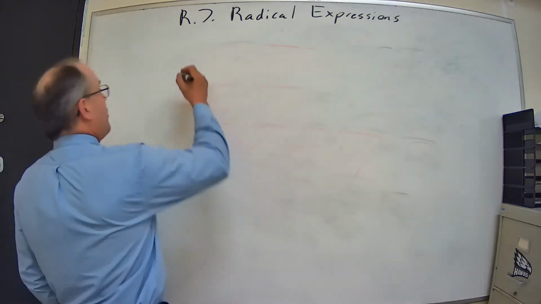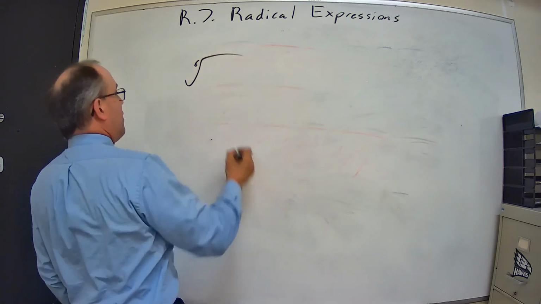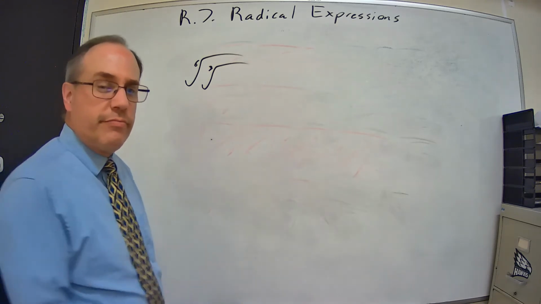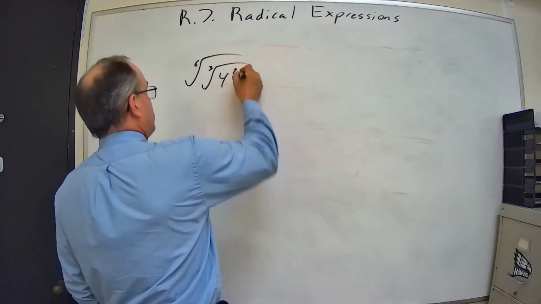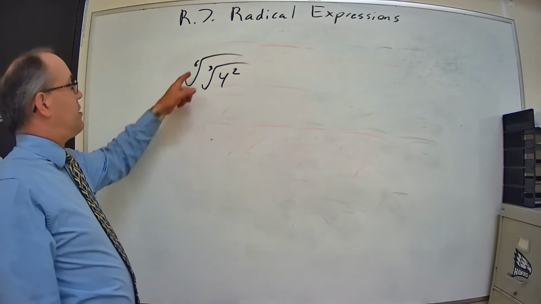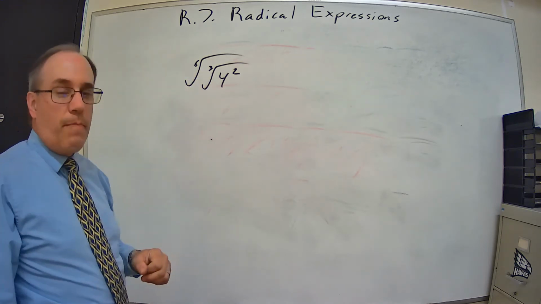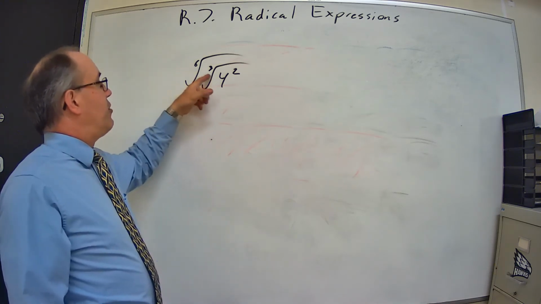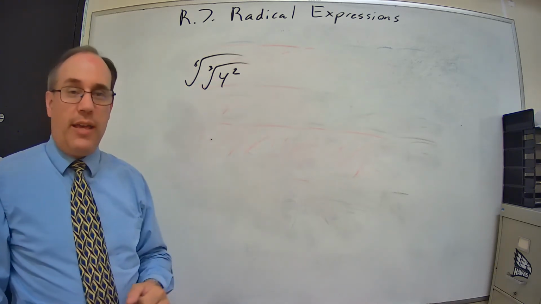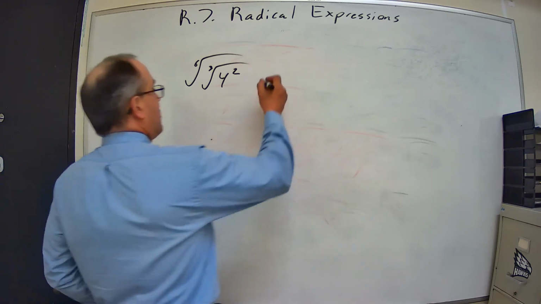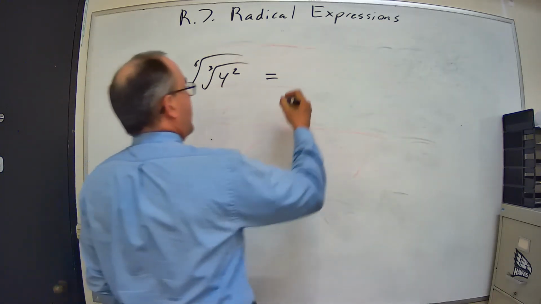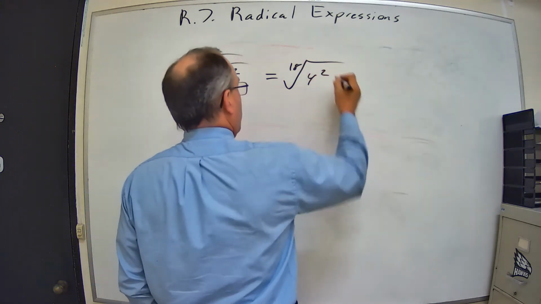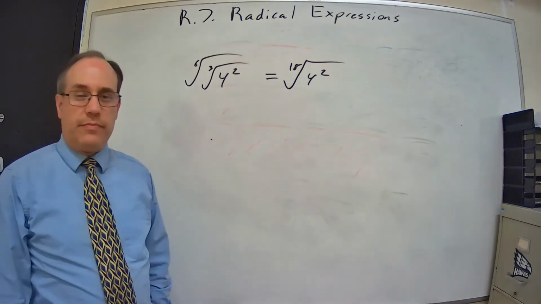So what if I have the 6th root of the cubed root of 4 squared? The 6th root of the cubed root of 4 squared. Well, remember our power rule said that if we have a radical inside a radical, we can multiply the indices. So that's going to give us 6 times 3 is 18, so the 18th root of 4 squared.